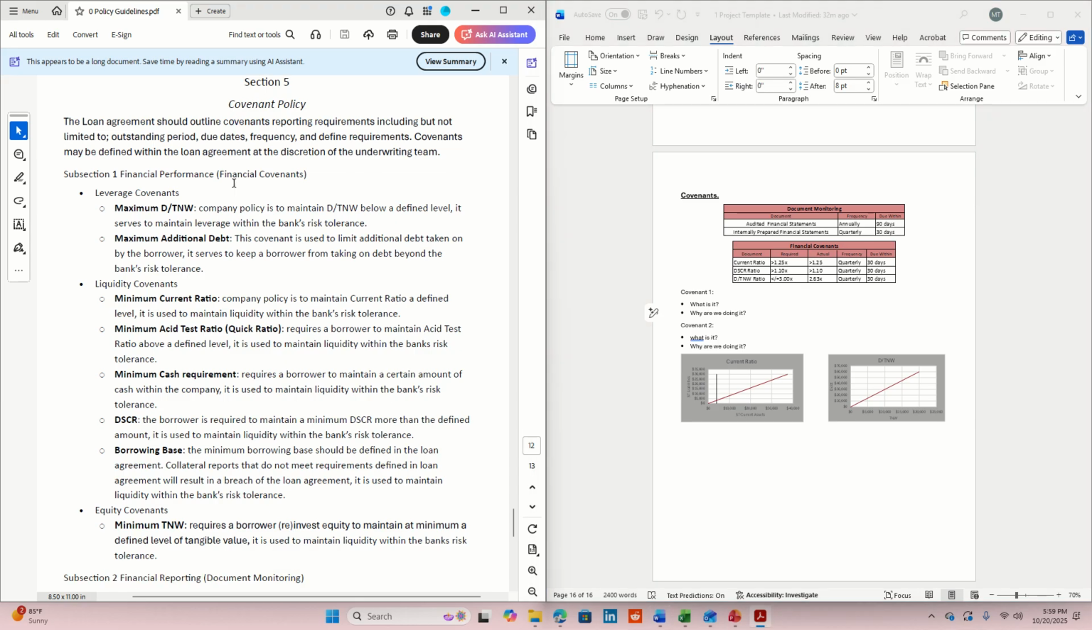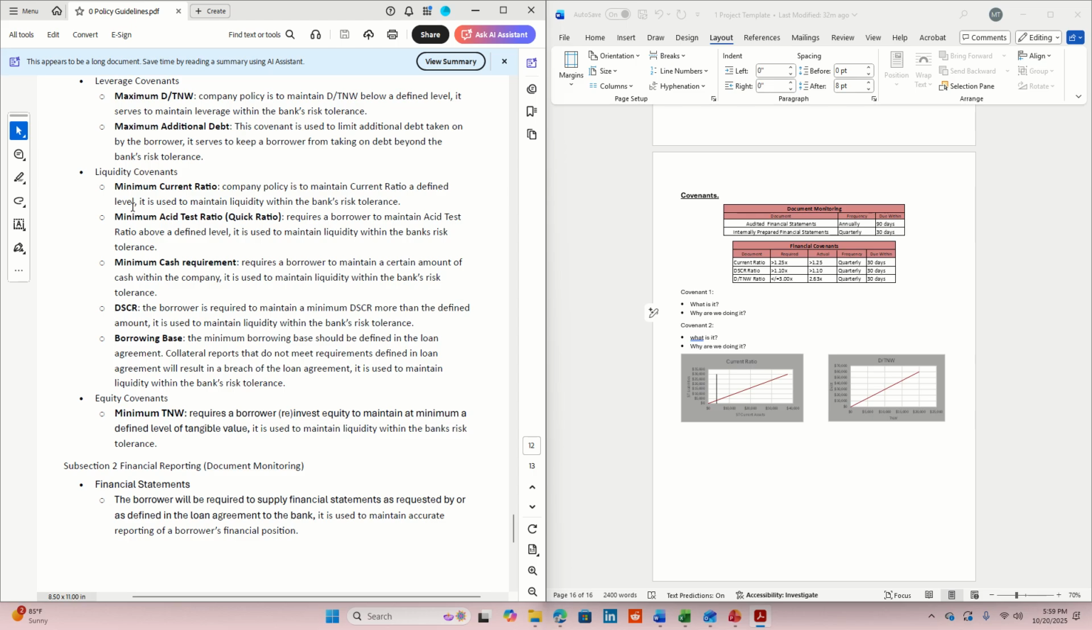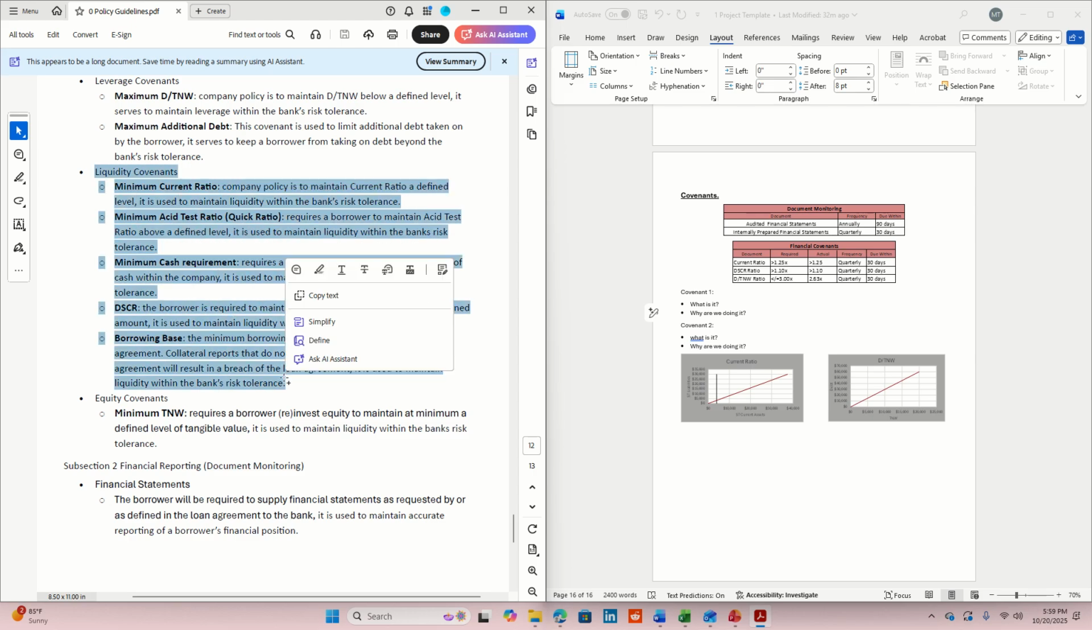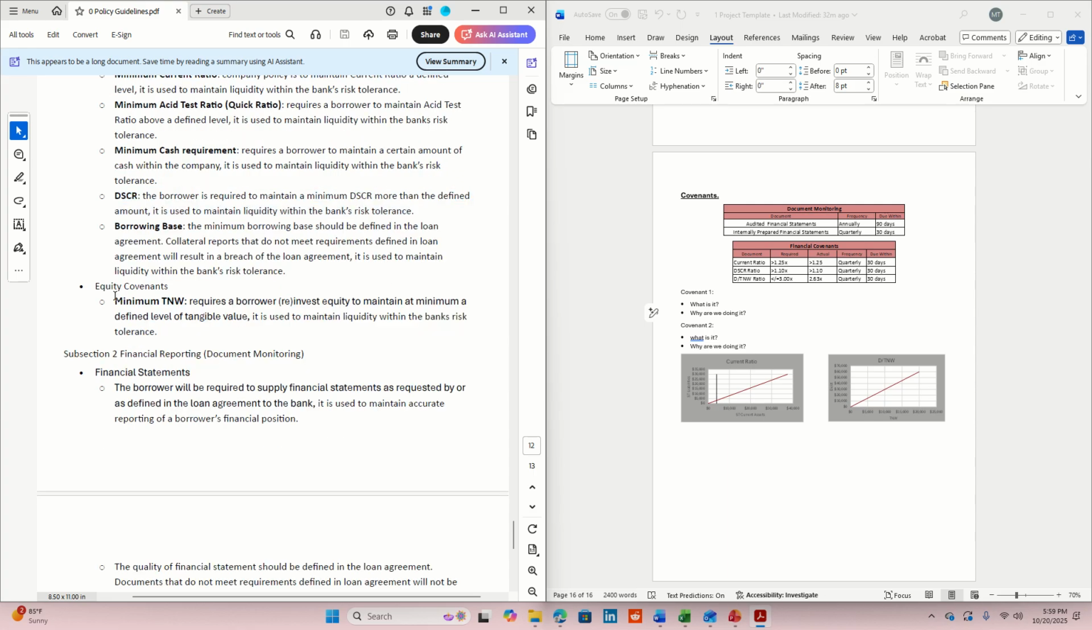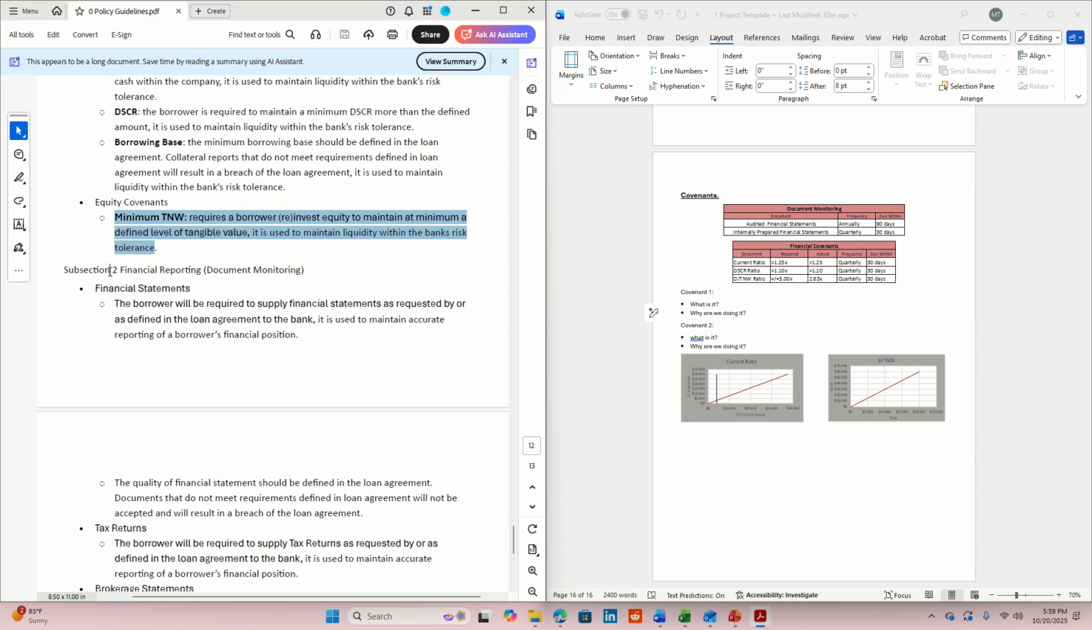Now, if your company is over leveraged, you're going to want to put a leverage covenant. If your company has inadequate liquidity, you're going to want to put a liquidity covenant. If your company is insolvent, then you're going to want to put DSCR, debt service coverage ratio. If your company is taking out too many distributions, then you're going to want to put minimum tangible net worth.